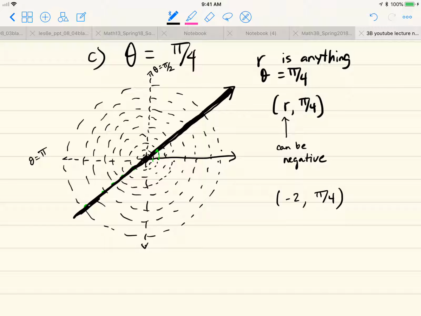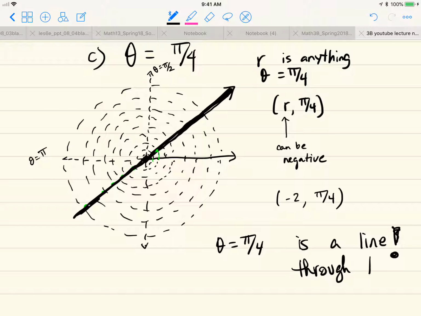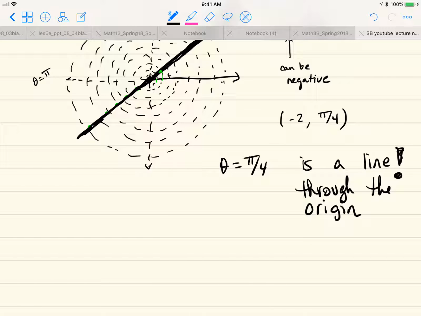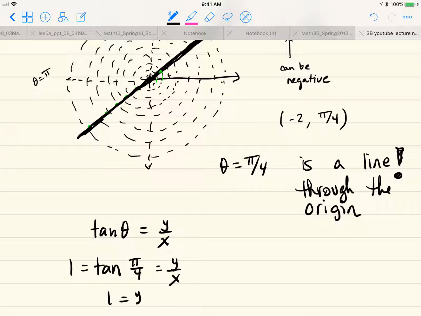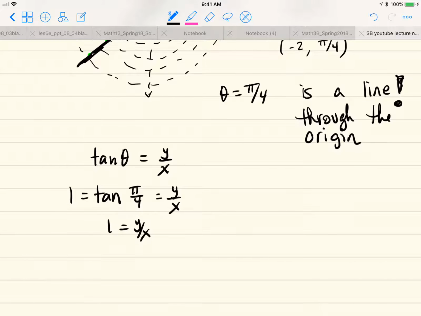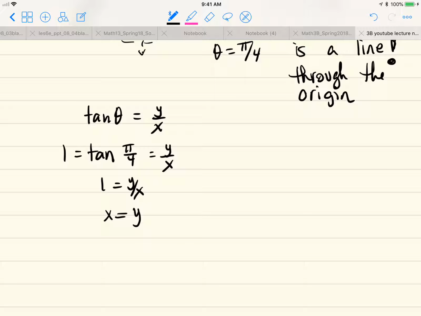Okay, so it turns out that theta equals pi over 4 is a line through the origin. In fact, one way to do this, just manipulating those equations, is to say if tangent of theta is equal to y over x, what is tangent of pi over 4, since theta is always equal to pi over 4? It's equal to 1. That's y over x, so 1 equals y over x, which is the same as y equals x, which is the equation of a line, right?